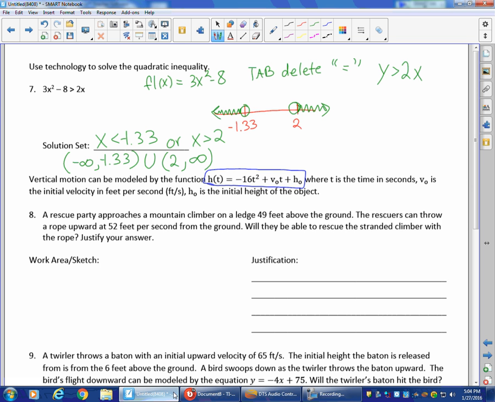So, one of the things to focus on is, I need to know my initial height. I need to know my initial velocity. And then I want to write my vertical motion equation. And you have to be careful. A rescue party approaches a mountain climber on a ledge 49 feet above the ground. I have to think, okay, did the rescue party approach the mountain? Okay, so where's the rescue party? Are they 49 feet above the ground? Where are they starting at?